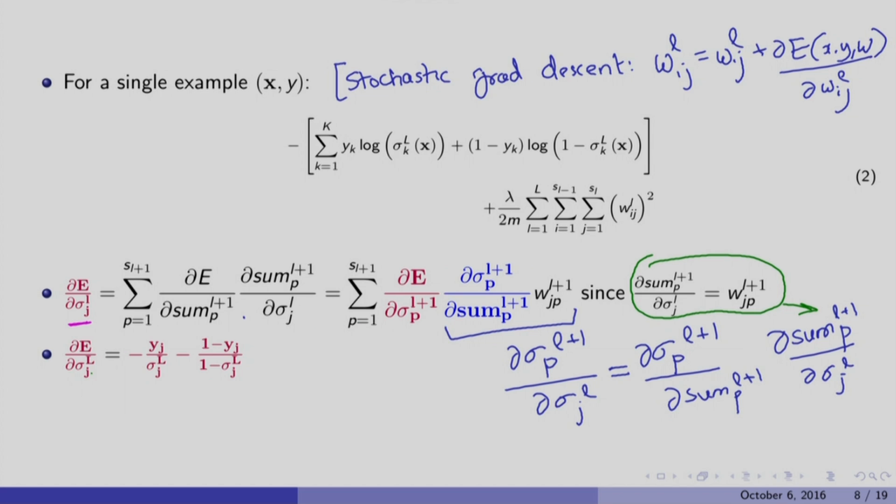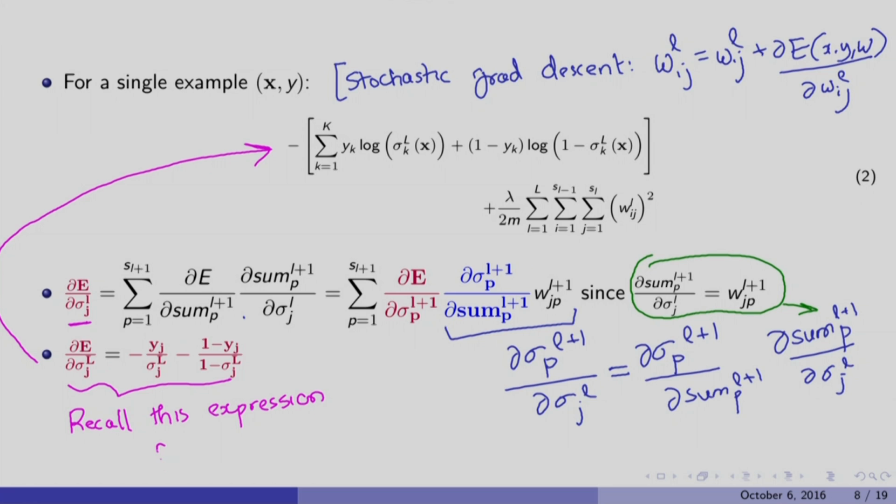For the output layer, however, we have a much simpler expression, and it turns out that given the direct dependence on the output layer, this expression is very similar to a single node neural network, or in other words the logistic regression model. So we can recall this expression for the logistic regression model.